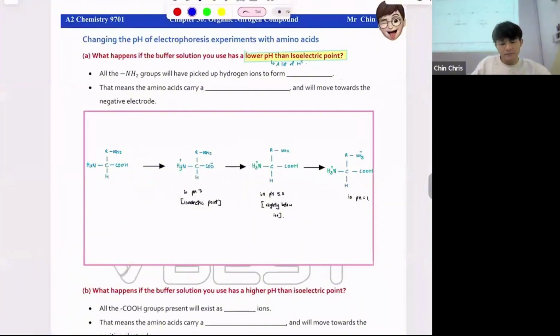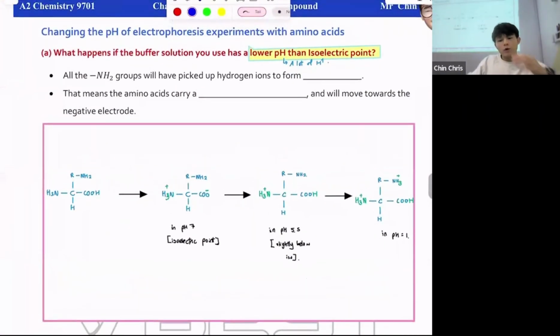All right, guys, next. All the NH2 group will have picked up a hydrogen to form an NH3 plus, right? That means your amino acid carries a positive charge. Clear? Yes.